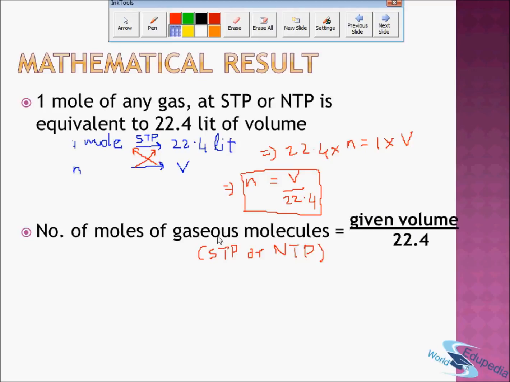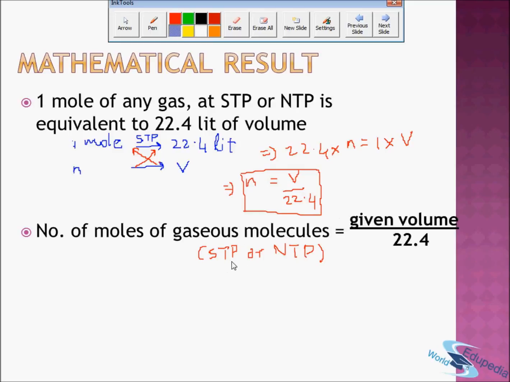Why do I have to fix the condition as STP or NTP? Because this term 22.4 liter is at STP or NTP. If I change the condition from STP or NTP to SATP, then instead of 22.4 liter, I will have to use 24.7 liter, what we saw in the previous slide. I'll have to approximately use 24 or 25 liter here. So in the denominator, instead of 22.4, 24 or 25 liter will come. In that case, number of moles of gaseous molecules will become equal to given volume divided by 25 liters. That is why this formula is valid only at STP or NTP.